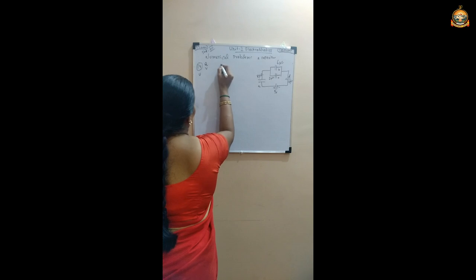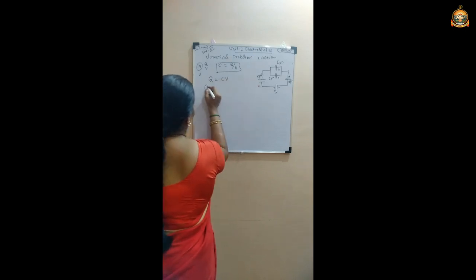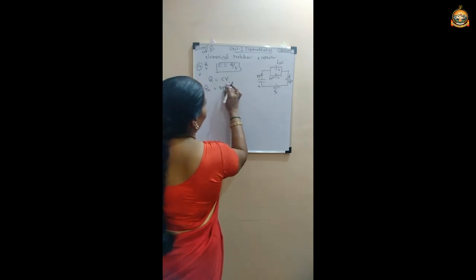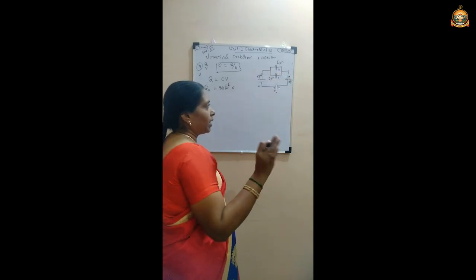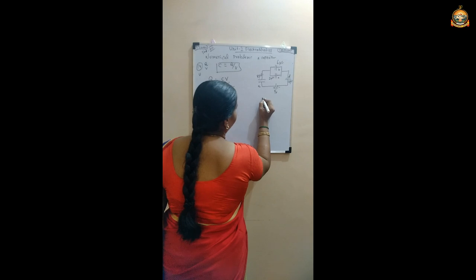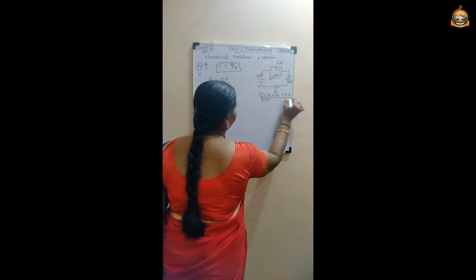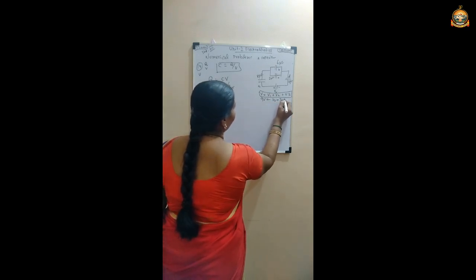We know the capacitor formula: C is equal to Q by V, so Q is equal to C into V. What is the charge QA? Capacitance is 8 micro, that is 10 to the power of minus 6. And what is the potential here? When the capacitors are in series, potential is not constant. The given potential, 9 volt, is your battery voltage, equal to V1 plus V2 plus V3. This splitting we studied in the theory part. 9 volt can be split up into 3 volt plus 3 volt plus 3 volt.